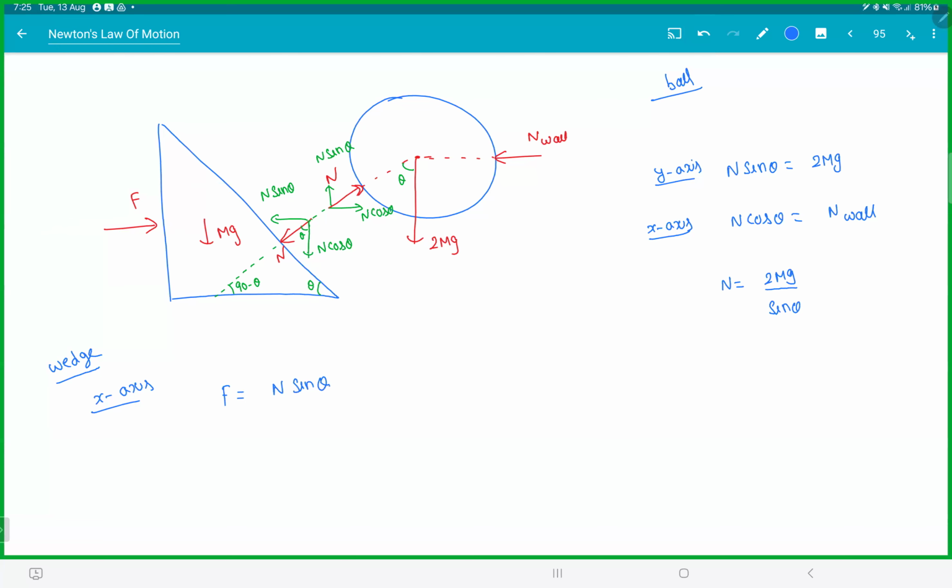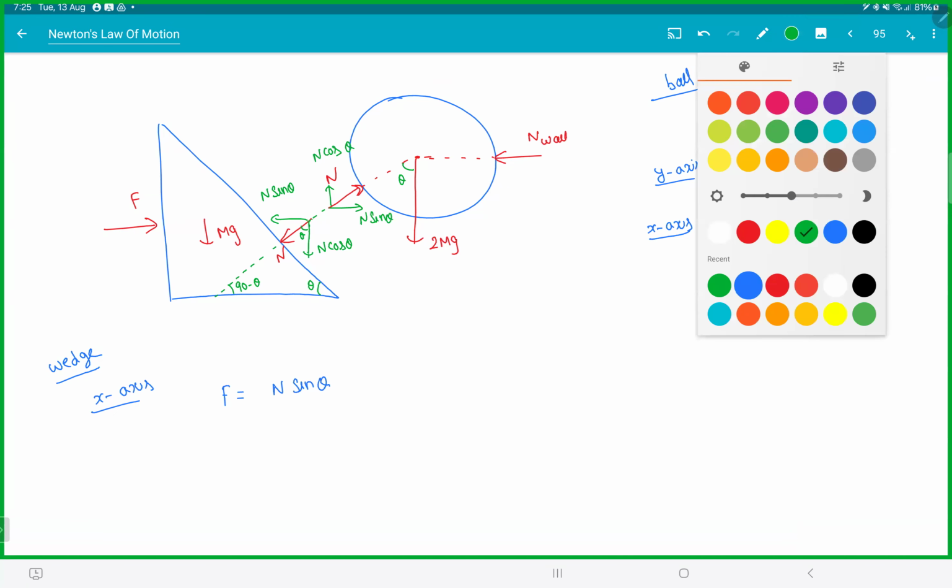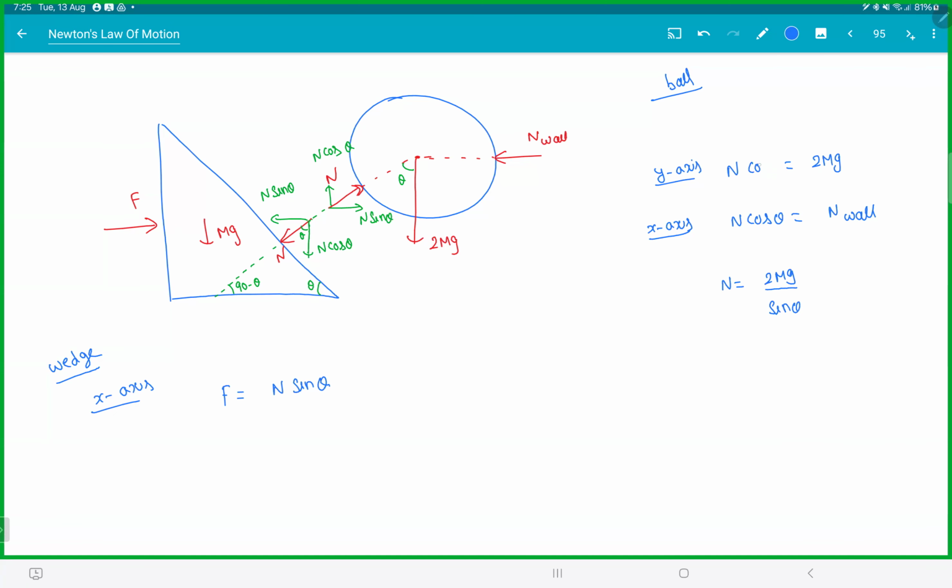I goofed up something. This was reversed. This was N cos theta, and this was N sine theta. Take this and put it here. This would be 2 mg sine theta by cos theta, which is 2 mg tan theta. Easy?